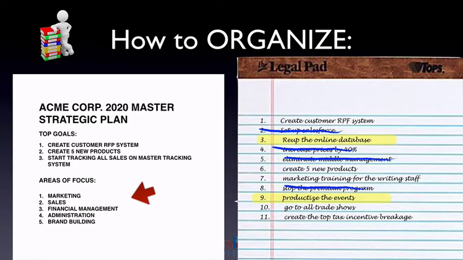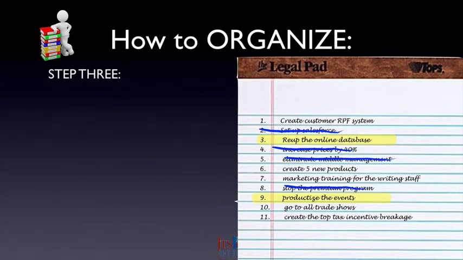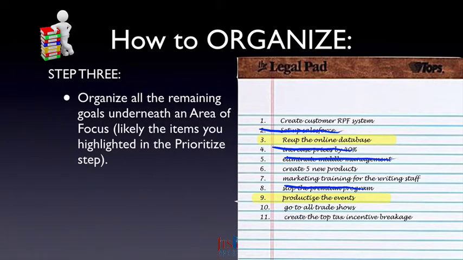Now, once you've covered areas of focus and that's in your strategic plan, you'll move on to step 3. Organize all the remaining goals underneath an area of focus. So you'll have these top goals, BHAG goals, these big, hairy, audacious goals, right at the top of your document. But then you're going to have sections of your master strategic plan, and each of those sections is going to reflect one of these areas of focus.